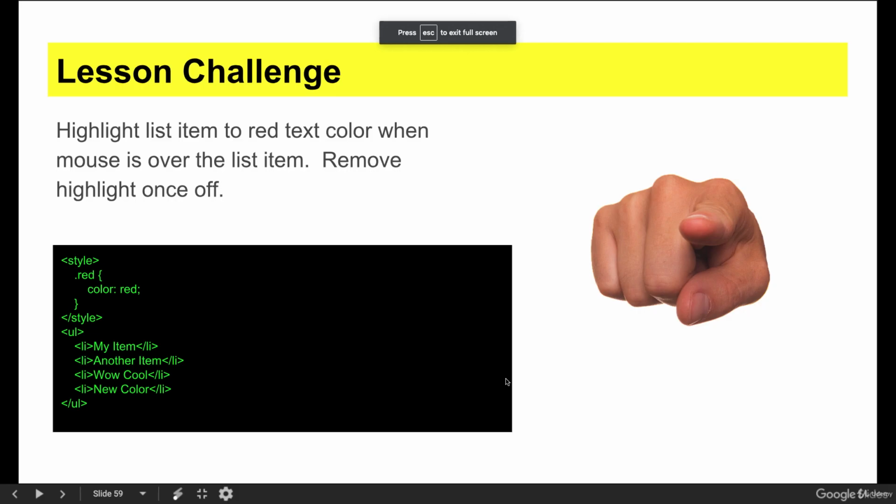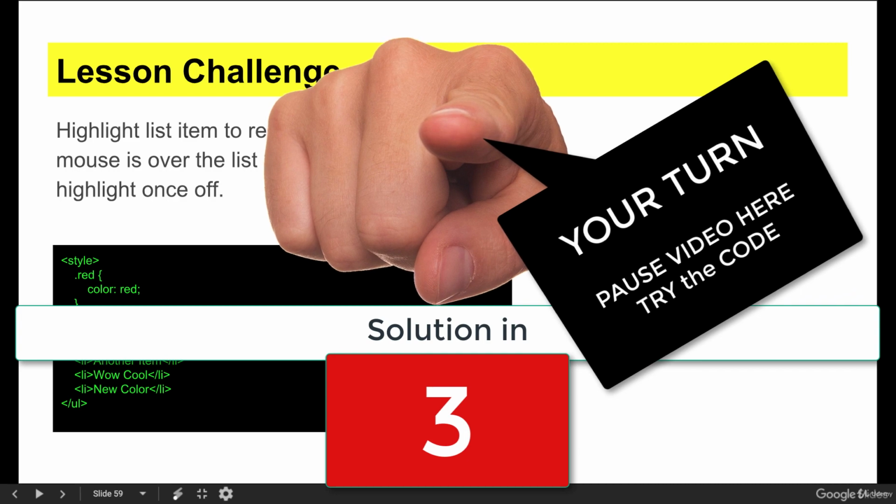So there is, of course, a challenge for this lesson. And the challenge is to do just what I just did: to highlight the elements within a list and turn the text color red when the mouse is over the list item, and remove the highlight once it's off. You can use the content below or you can use the default HTML file that we've been using earlier. So go ahead and try this out for yourself, and I'll do a quick run through of the solution for you.